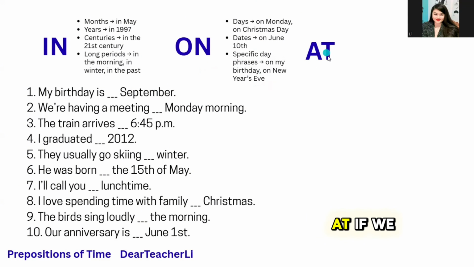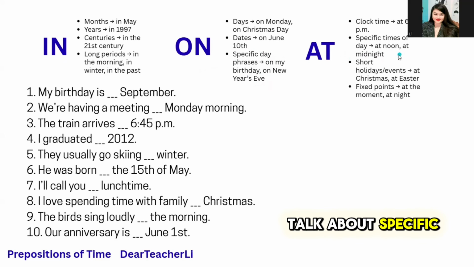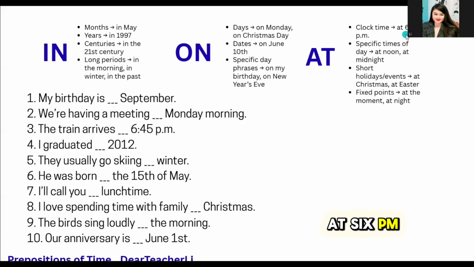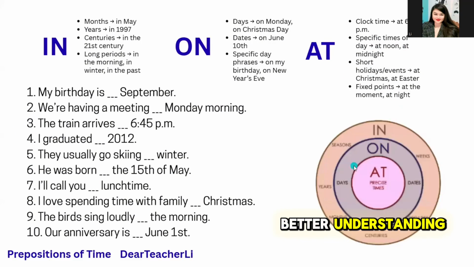Now we use at if we talk about specific clock time, less than 24 hours. For example, at 6 p.m., at 12 o'clock, 8 o'clock in the morning, or specific times of the day, at noon, at midnight, for short holidays or events like at Christmas, at Easter, or fixed points like at the moment, at night. Now we've got a photo for better understanding for those who are visual learners.